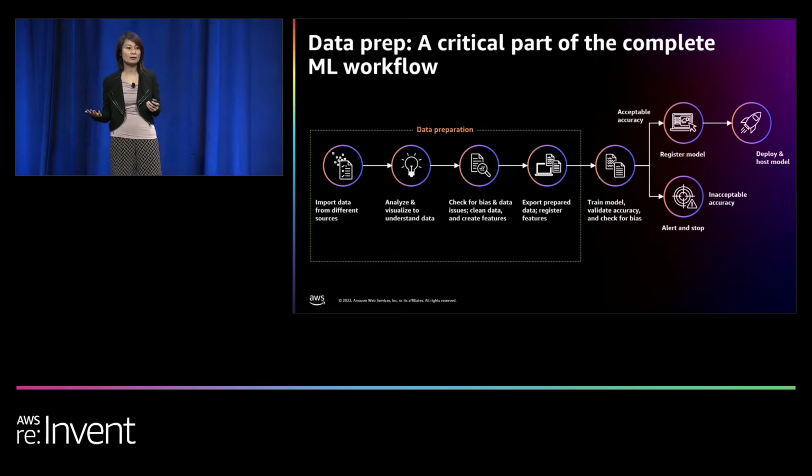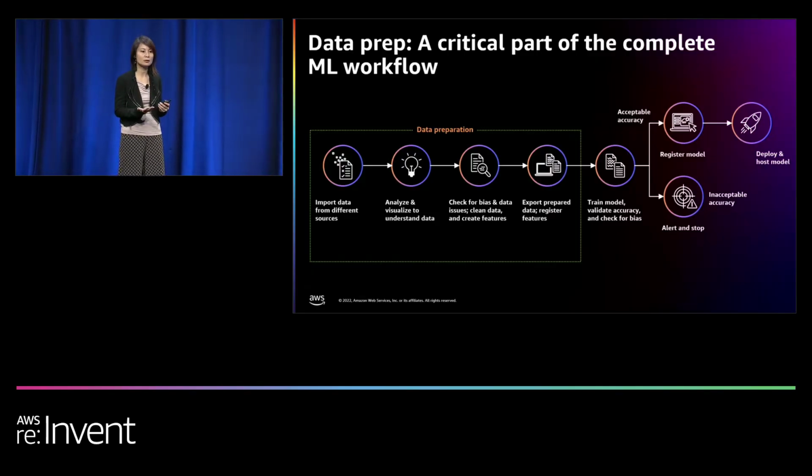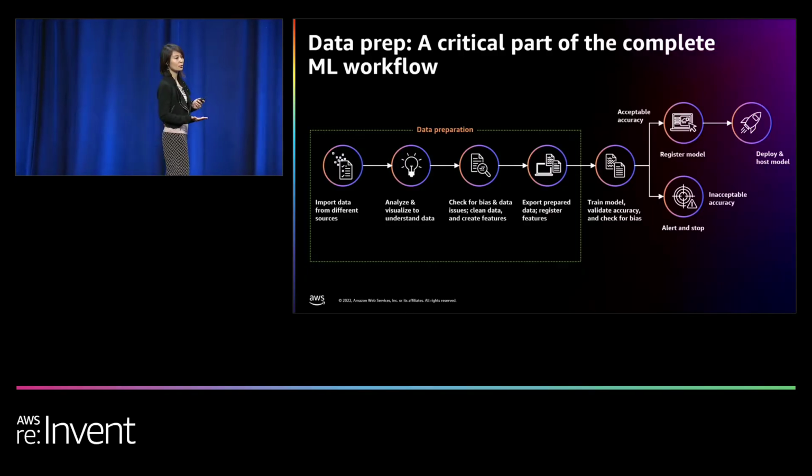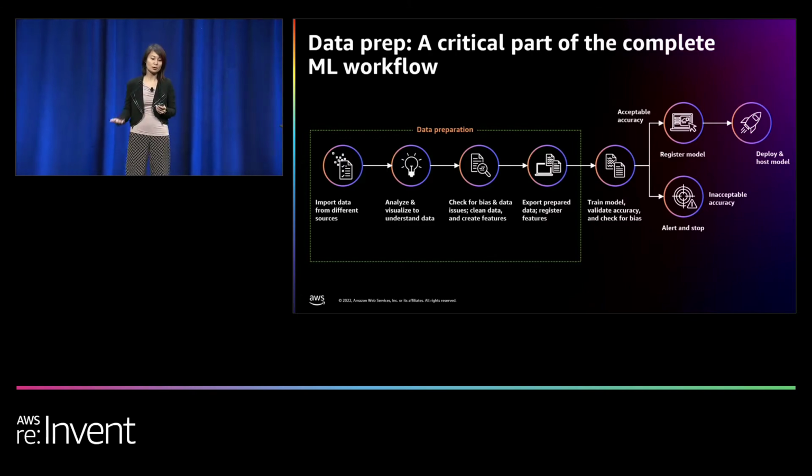You need to check for bias, and then clean your data before you can create features for machine learning. Once your data is ready, you then export the features into a location that is accessible for training, and hopefully register the features in a feature store so that you can reuse that for future machine learning model without having to re-prepare the data.